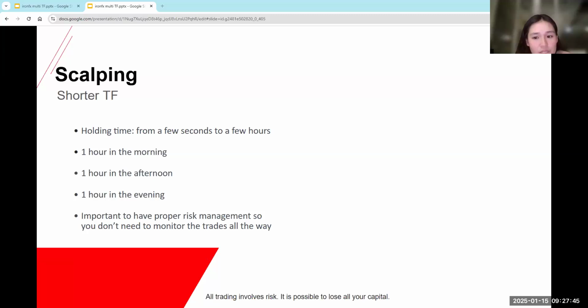Okay, so to answer your question, holding time is from a few seconds to a few hours. How we would do it is 1 hour in the morning, 1 hour in the afternoon, and 1 hour in the evening. So for this, which timeframes would you use? Anything below the H1, since we're only spending 1 hour looking at our charts.